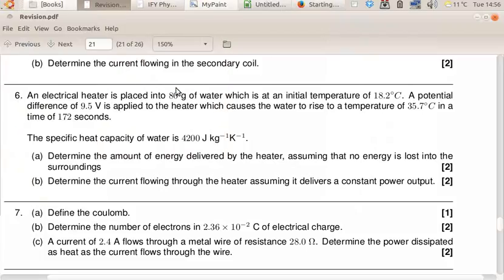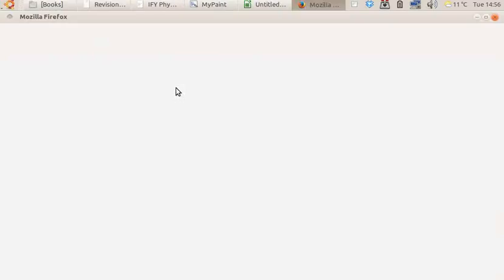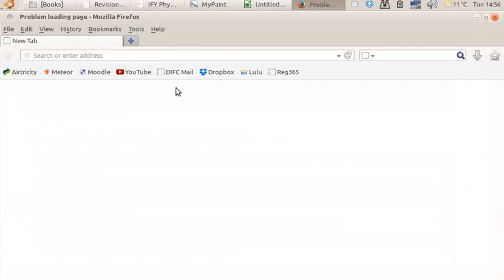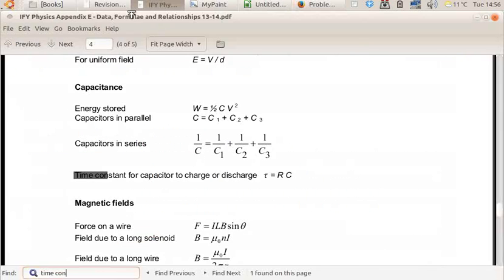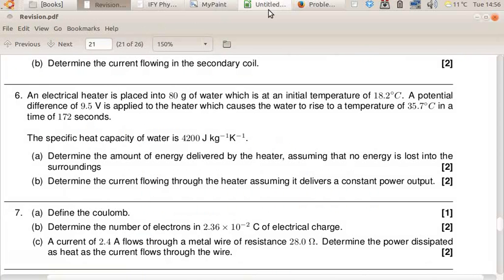Actually, do you have your electricity book there? Give me it here. All right, let me have a look at the back here. Define the Coulomb. So I guess any definition of Coulomb would do. Let's get some definitions from the internet to see.